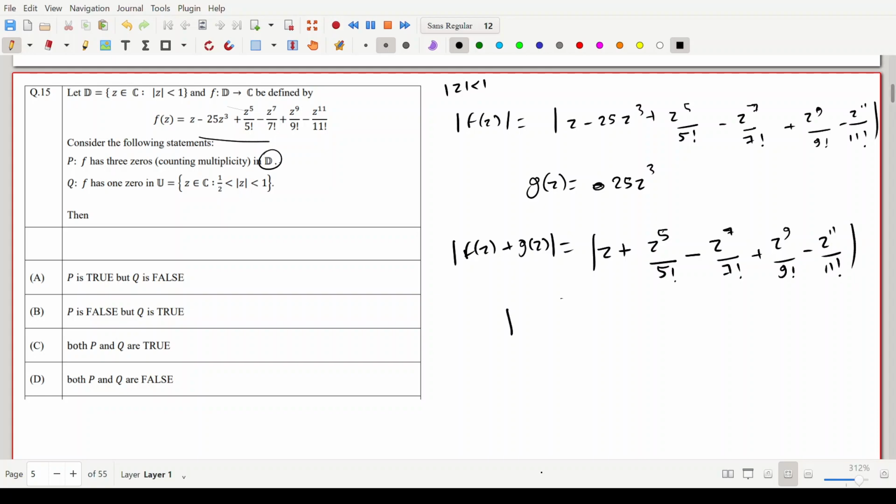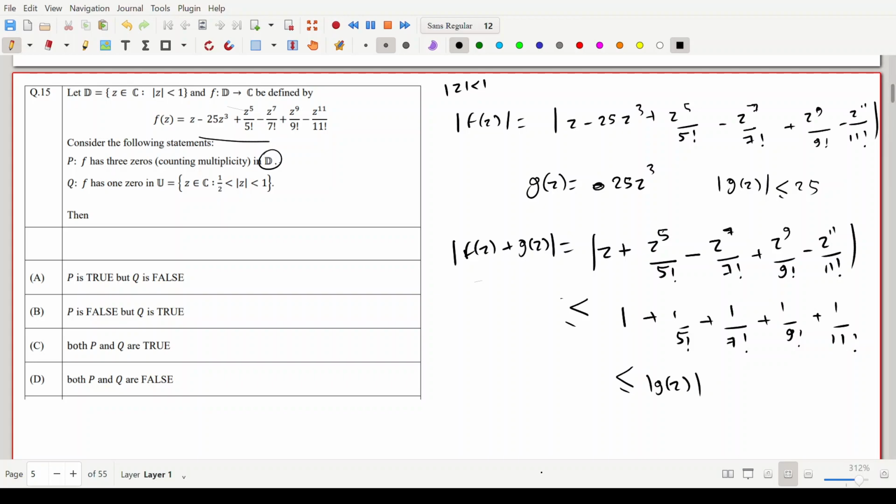This is what your f of z plus g of z is. And what do you know? Your mod z is less than 1. Correct. So you can quickly find that this part will be bounded everywhere. So I'll be having 1 plus 1 upon 5 factorial plus 1 upon 7 factorial plus 1 upon 9 factorial plus 1 upon 11 factorial, something like this I'll be getting. But what do I know about your g of z? g of z is 25 z cube. So what is mod of g of z? Mod of g of z is less than or equal to 25. So this whole thing is less than or equal to mod g of z.